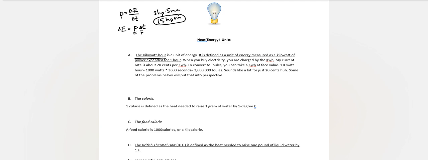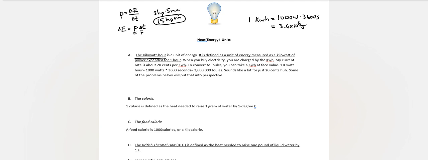Kilowatt hour is very similar to that. A kilowatt hour, I've defined it right here. It's the unit of energy measured as 1 kilowatt of power extended for 1 hour. So 1 kilowatt hour is 1,000 watts times an hour, which is 3,600 seconds, which is 3.6 times 10 to the 6th joules. So a kilowatt hour is equivalent to 3.6 times 10 to the 6th joules.